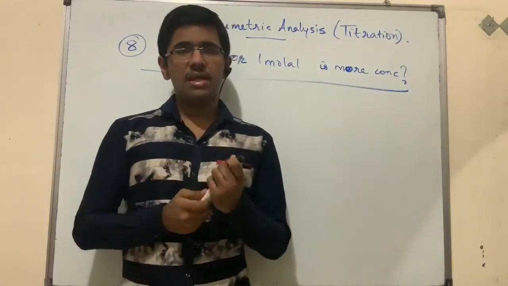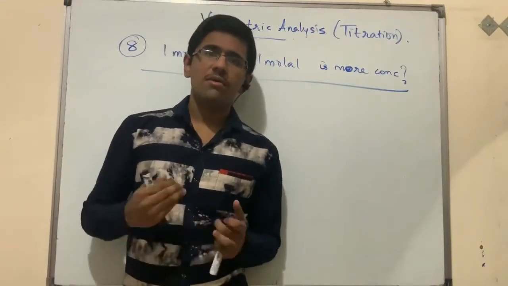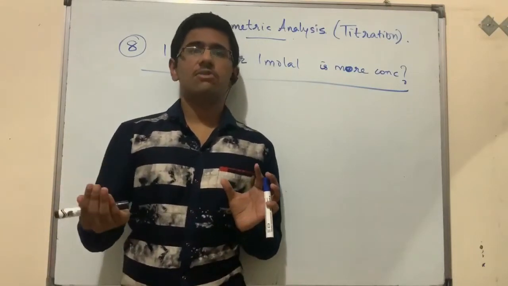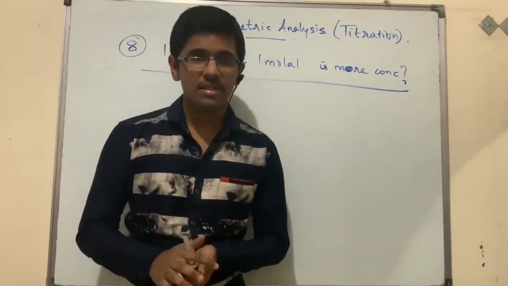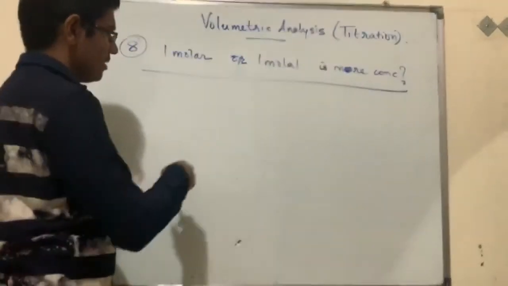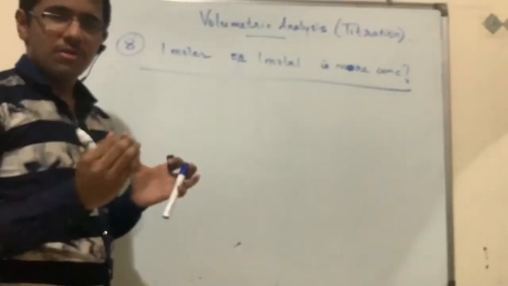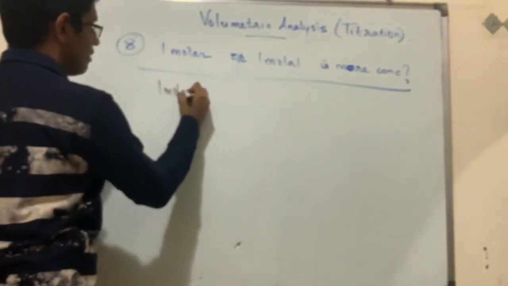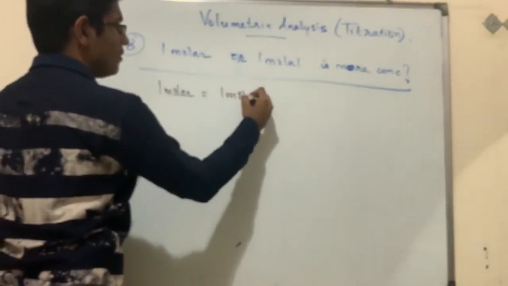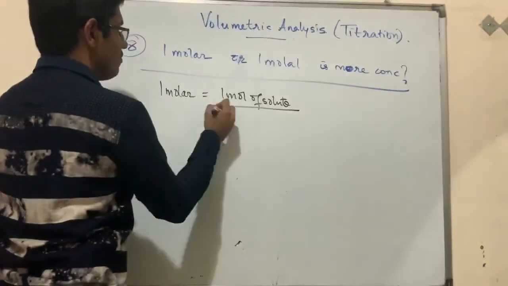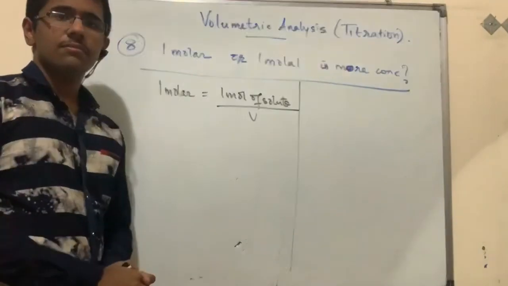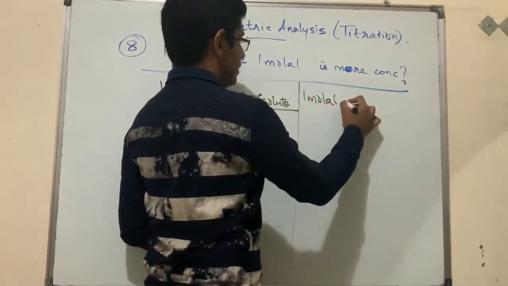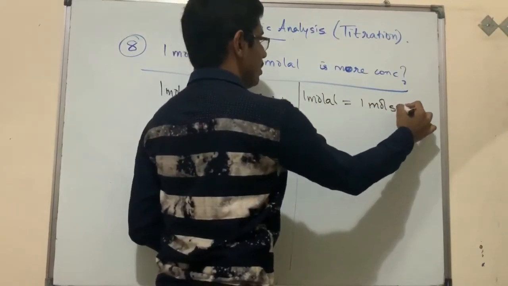So let's see what is the meaning of concentration. Concentration means where the amount of solute is more and the quantity of solvent is less. That is more concentrated, right? Concentration value is how much solute there is in terms of the solution. 1 molar is 1 mole of solute divided by volume of the solution, right? Okay. 1 molal is actually 1 mole solute.